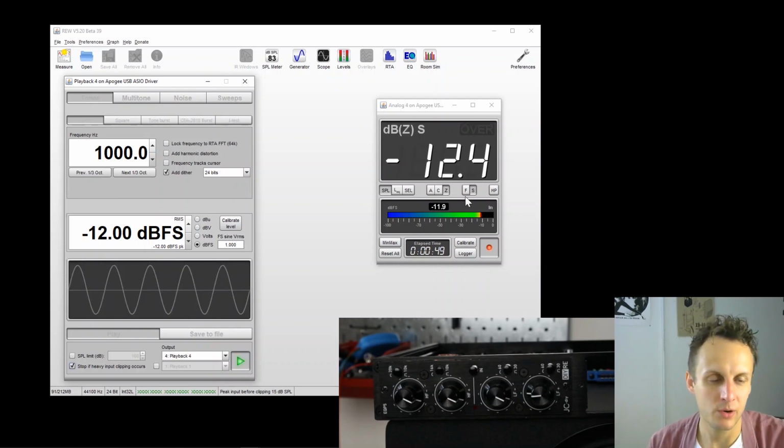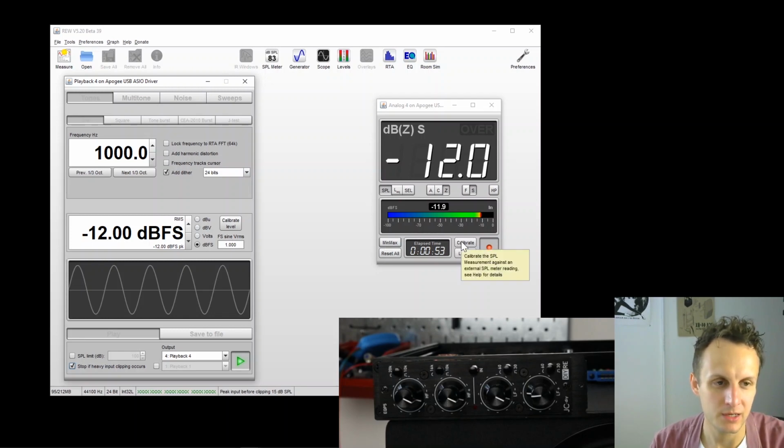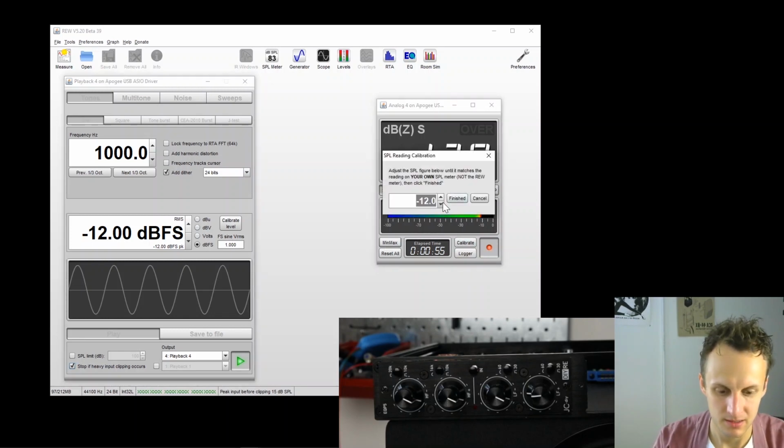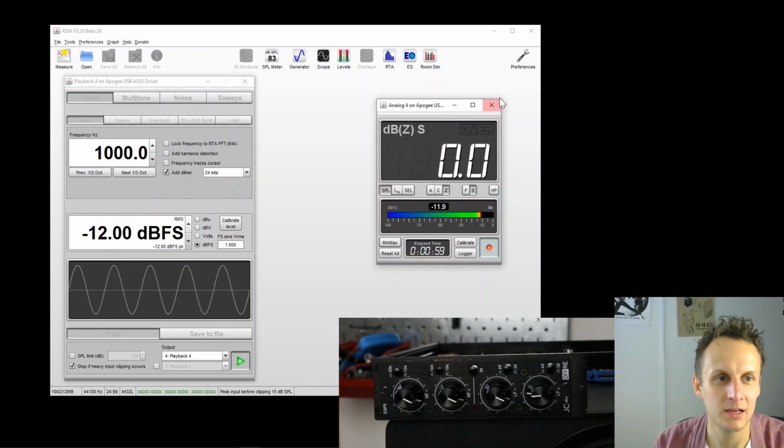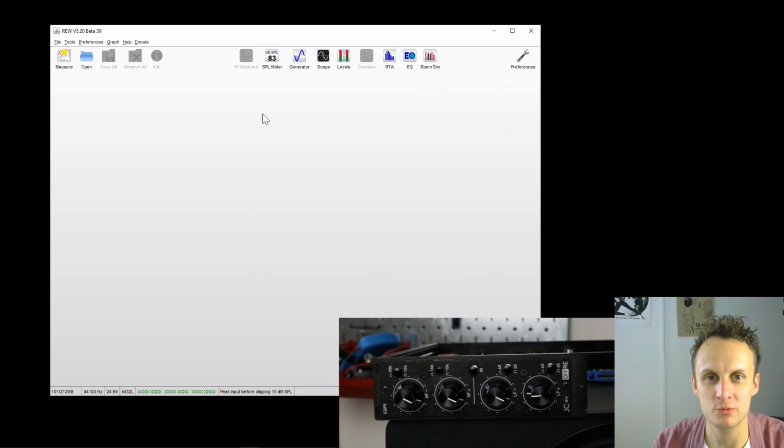Okay. And now just give it a second to settle. I'm going to go to calibrate. Zero, finished. And you'd say, okay. All right, then we're all good. Now when we see our sweep, the baseline for the frequency response is going to be 0 dB instead of minus 12 or whatever it was going to be.